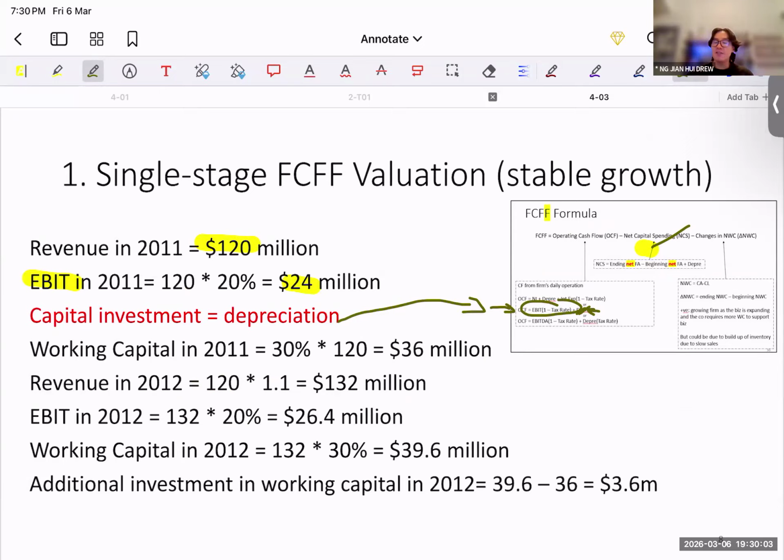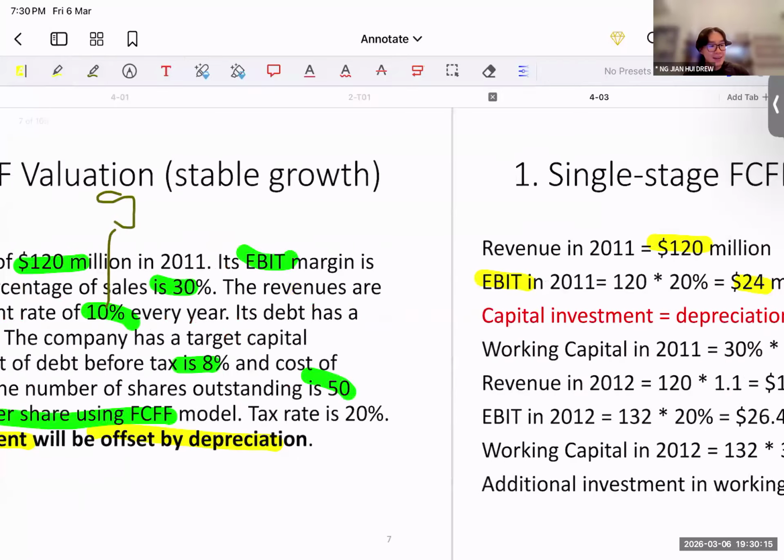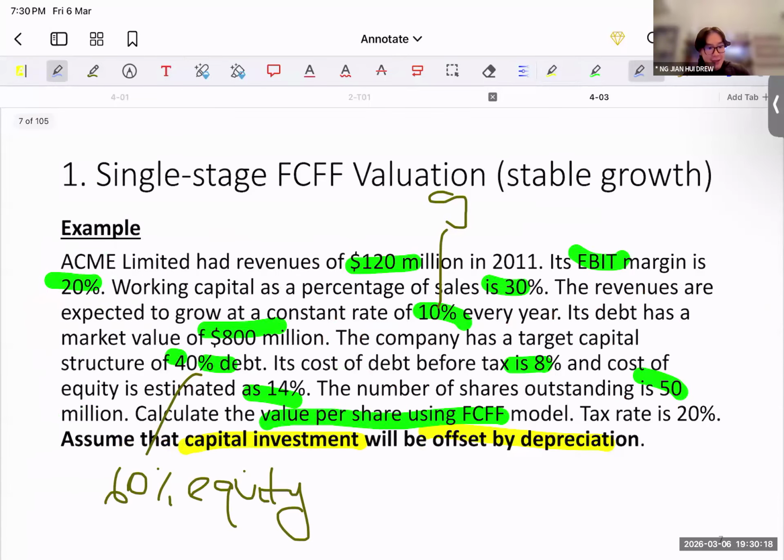Now, capital in the question is given as 30% of the revenue, therefore you get 36 million. Yes, correct. Because of the last comment here, which is this, the investments will be offset by depreciation. So capital investment is NCS, which will be offset by the depreciation.